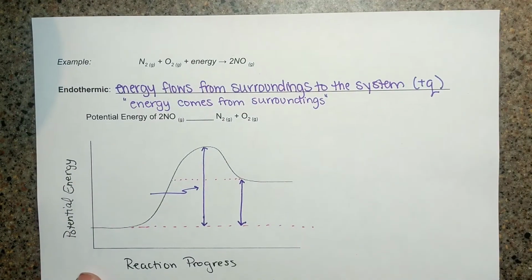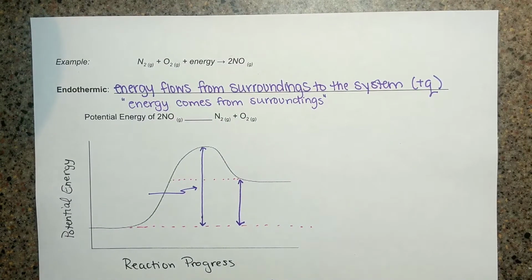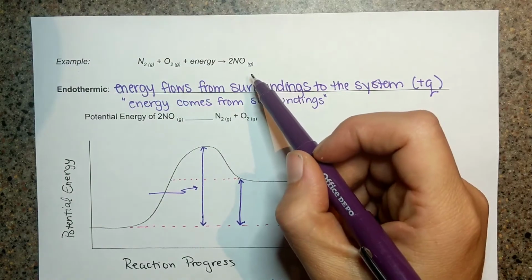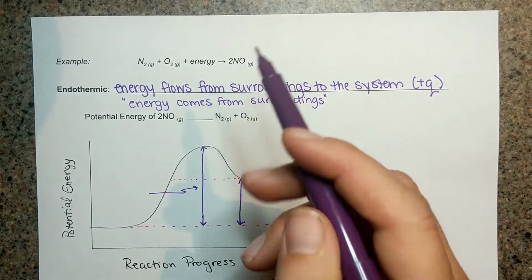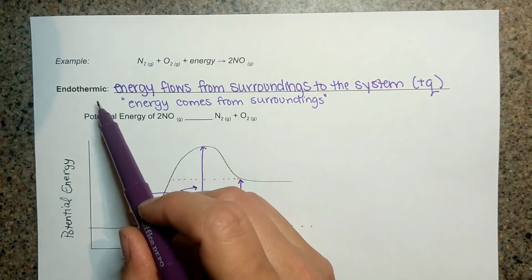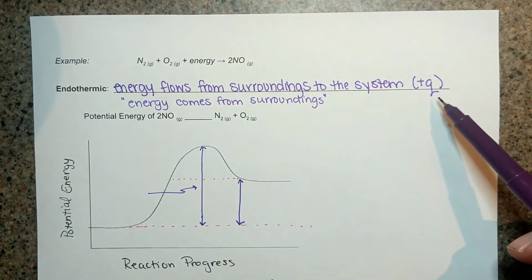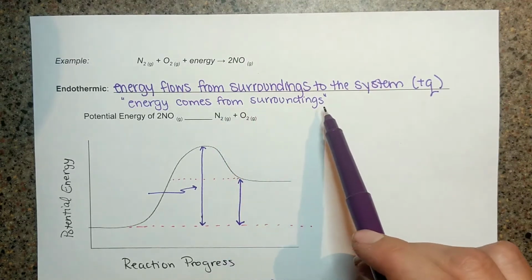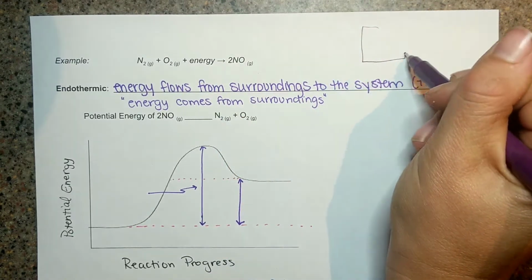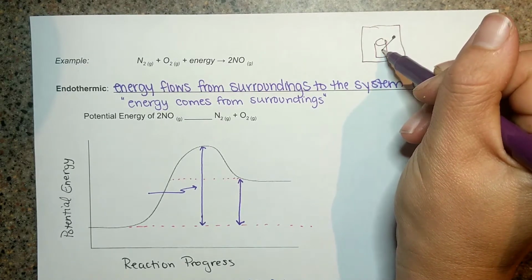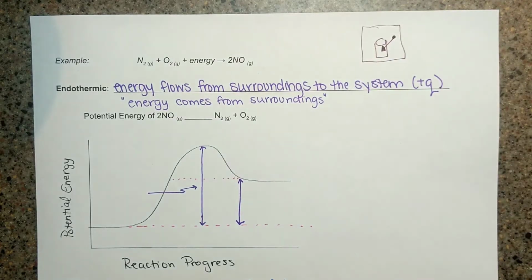Let's look at another example, except this time of an endothermic reaction. Given the reaction of nitrogen and oxygen and heat energy, I can make nitrogen monoxide gas. Here my energy is a reactant, therefore it's endothermic. My energy flows from my surroundings to the system, resulting in a positive Q. My energy comes from the surroundings, so that's where I had my container, my reaction vessel, and my energy comes from my surroundings into my system. So energy is being added.